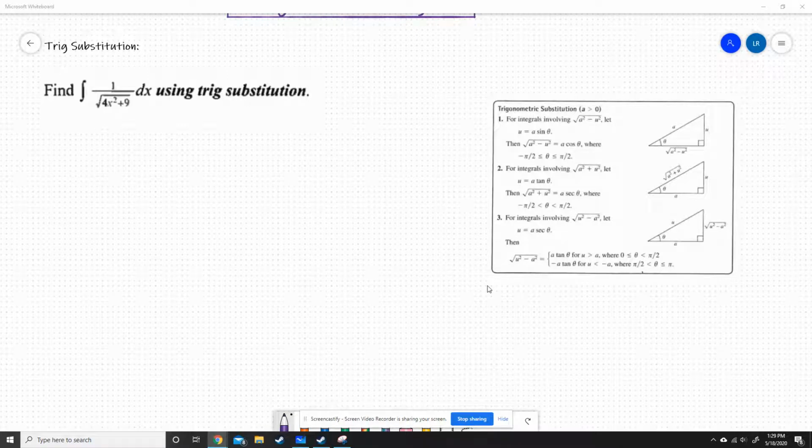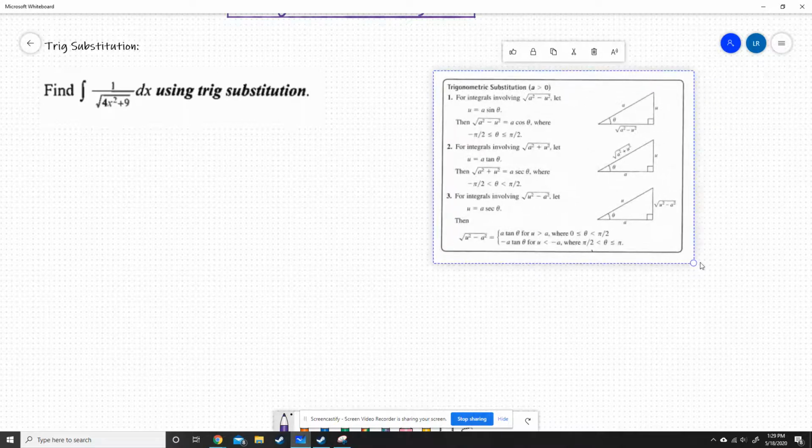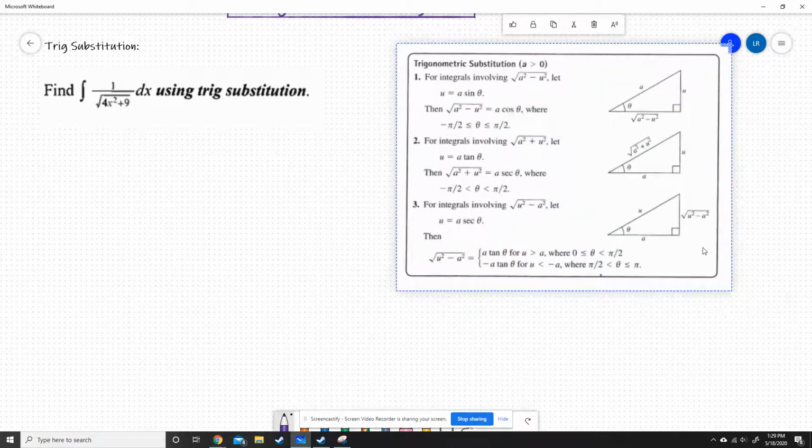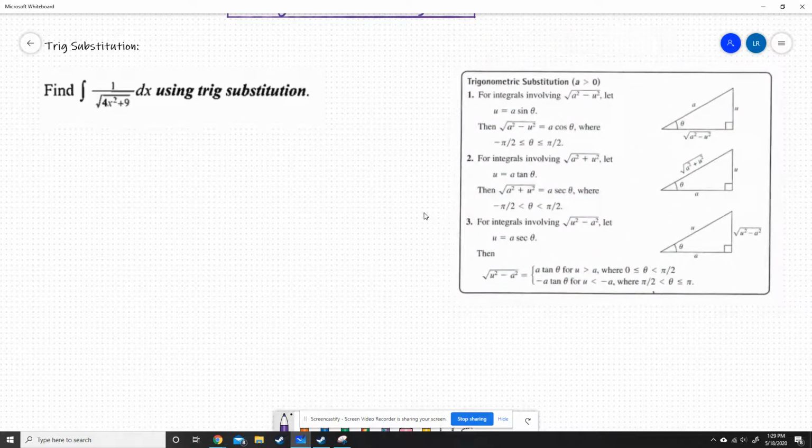We're going to do a practice of trig substitution here. We're going to find the integral of 1 over the square root of 4x squared plus 9 dx using trig substitution. And what you'll see is that I have the rules for trig substitution over here on the side just to help us draw our triangles.